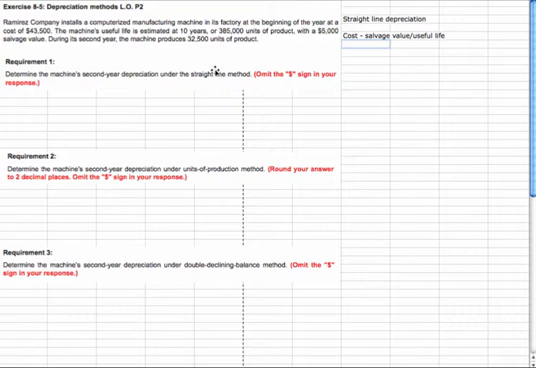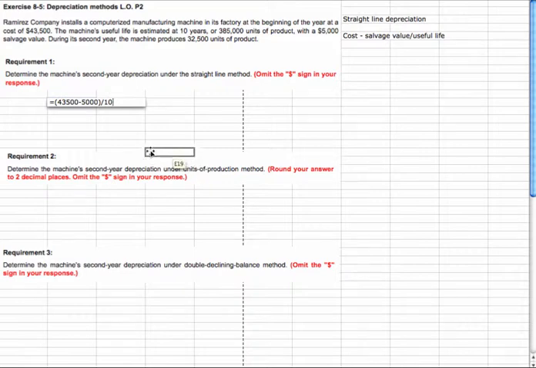Now, the thing with straight line depreciation is once you determine what the depreciation is for 1 year, it's the same amount of depreciation for the entire useful life of the asset. So if that's the case, if I want to compute a formula, I could say take my cost, which is the $43,500, minus the salvage value of $5,000, divided by the useful life of 10 years.